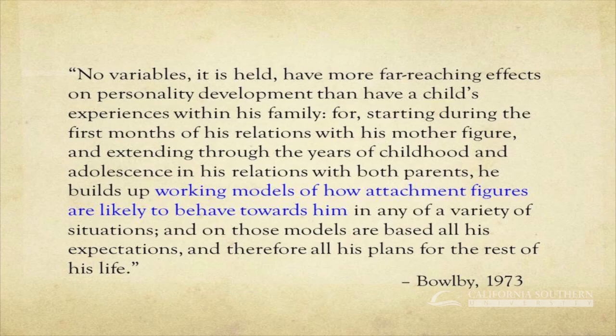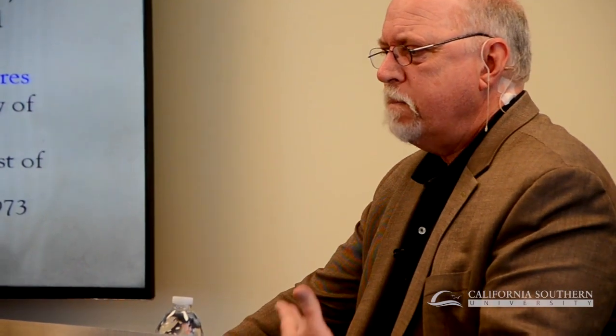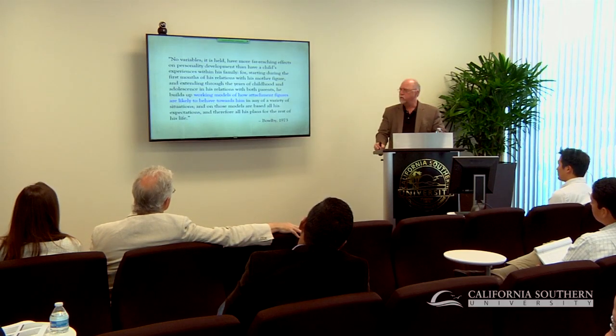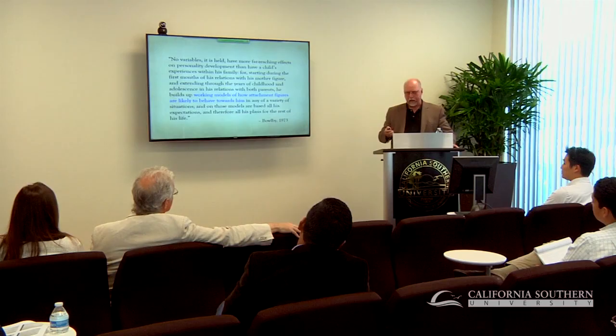No variables, it is held, have more far-reaching effects on personality development than have a child's experiences with his or her family. For starting during the first months of his relationships with his mother figure and extending through the years of childhood and adolescence in his relationships with both parents and others, he builds up working models of how attachment figures are likely to behave towards him in any of a variety of situations. And on those models are based all of his expectations and therefore all of his life's plans for the rest of his life. Notice again, he's not talking about early childhood here. The attachment system is embedded into us and mediates our relationships throughout our lifespan.